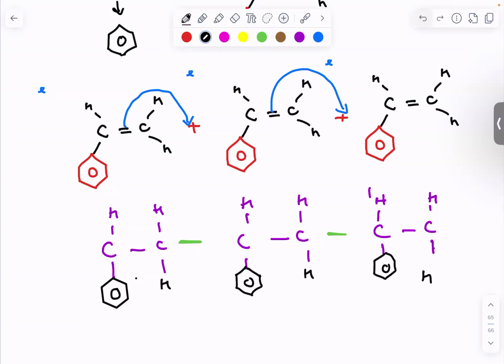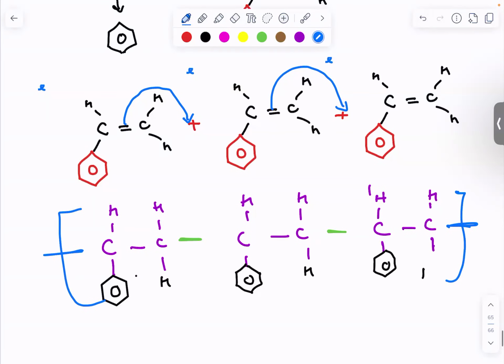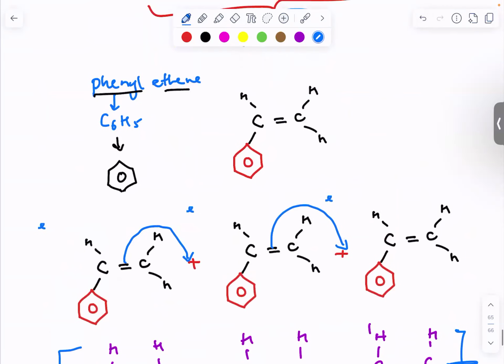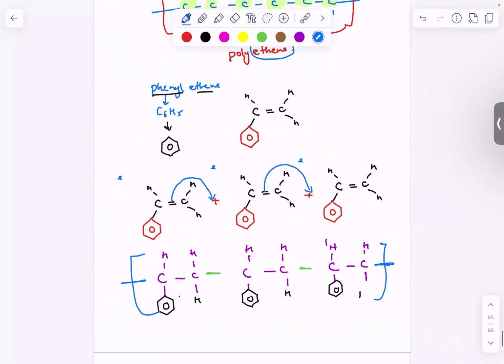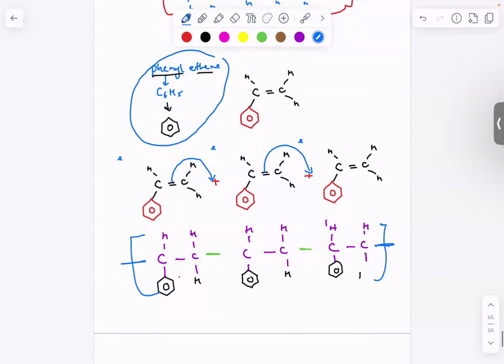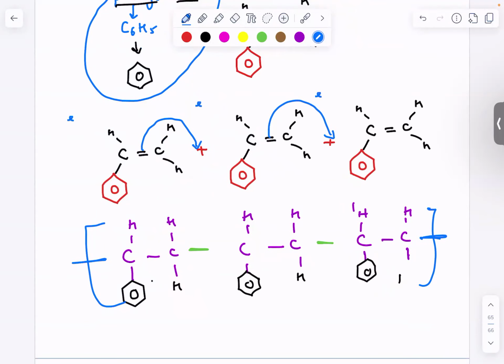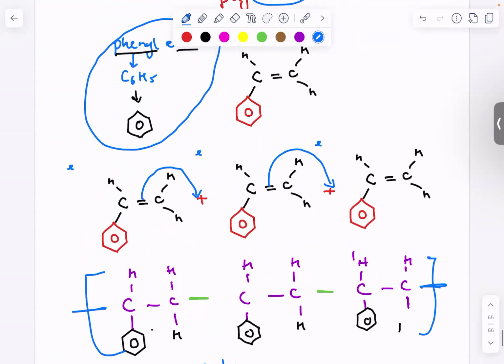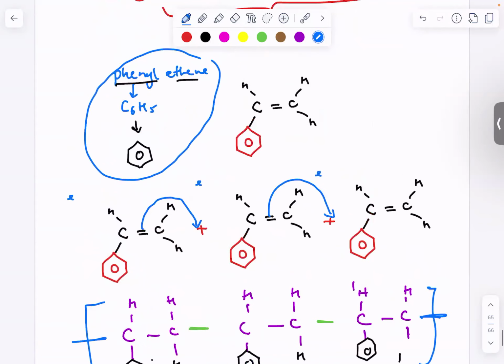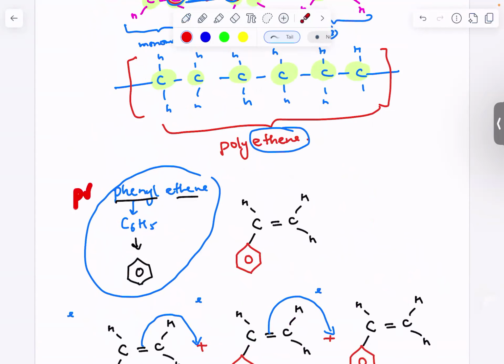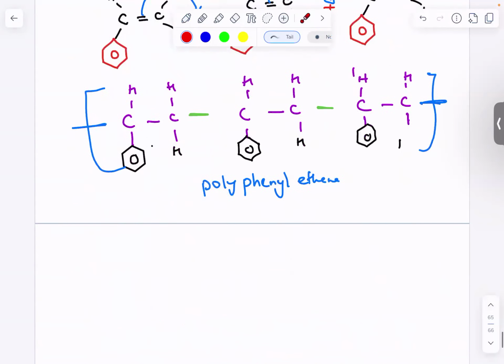But when you make a polymer, never forget to make these lines long and then make a bracket here. And now, what is the name of this compound? As I told you, this is phenylethene. So what would be the name of this polymer, Zena? If the monomer is phenylethene, what would be the name of the polymer? Polyphenylethene. So what change did I make? I just added the word poly before phenylethene. So it becomes polyphenylethene.